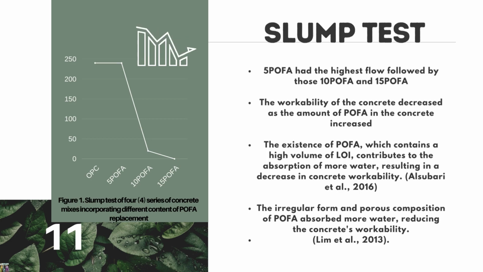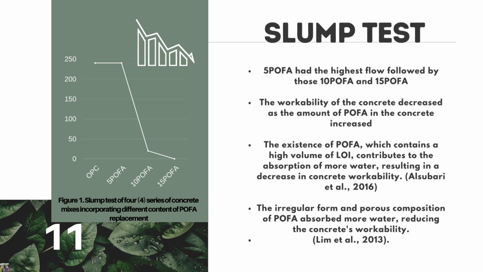OPC and 5 POFA have a collapsed slump with a 240 mm slump height, while 10 POFA and 15 POFA have a true slump with 20 mm and 0 mm slump heights, respectively. Also, Figure 1 indicates that the workability of the concrete decreased as the amount of POFA in the concrete increased. In addition, Ahmed, 2008, in his studies, stated that as the amount of POFA replacing cement content increases, the workability of POFA concrete decreases significantly.